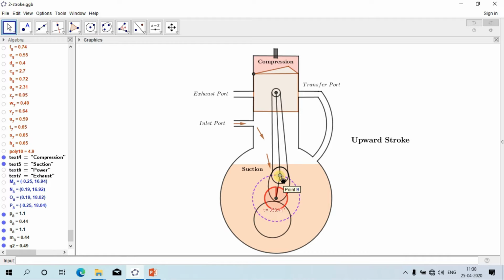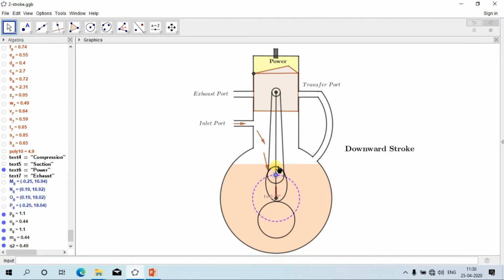And near the end of compression, we are providing a spark. In a petrol engine we provide the spark with the help of a spark plug. So here the charge will be ignited, and a high pressure condition will be generated.